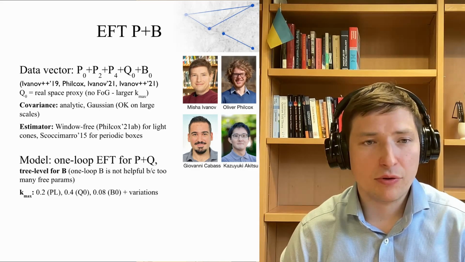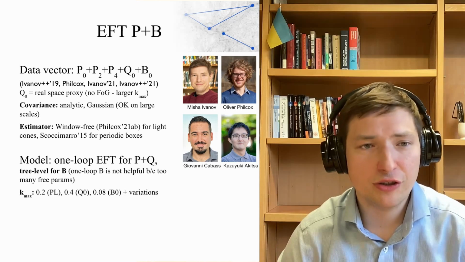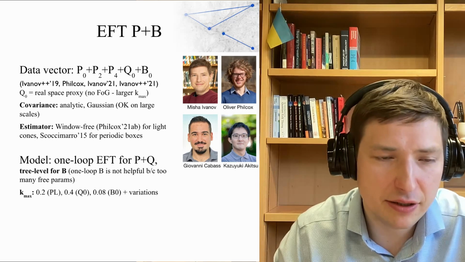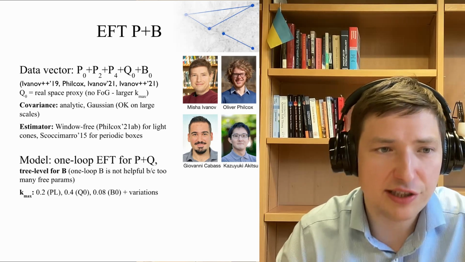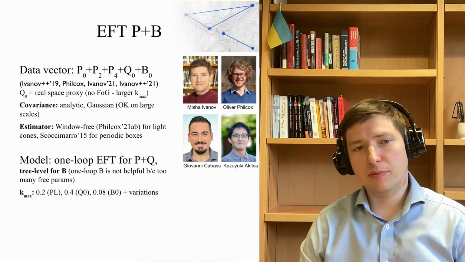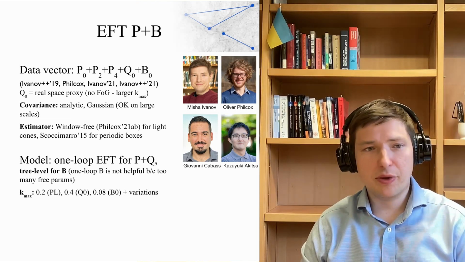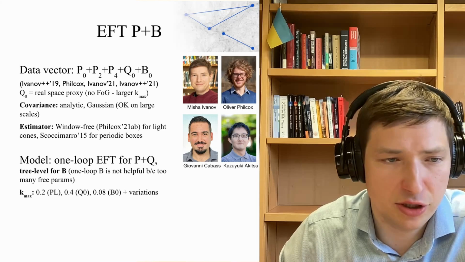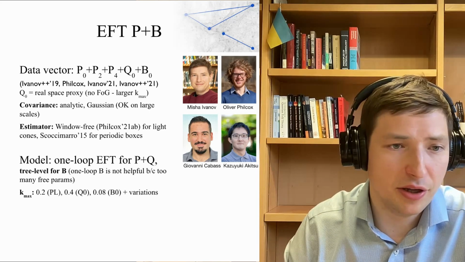All right. So for the actual analysis of the challenge data with EFTP plus B, our standard data vector for redshift-space mocks consisted of five statistics. We use three multipoles of the galaxy power spectrum: monopole, quadrupole, and hexadecapole. Plus, we use this kth as a new statistic. It's a real space proxy.